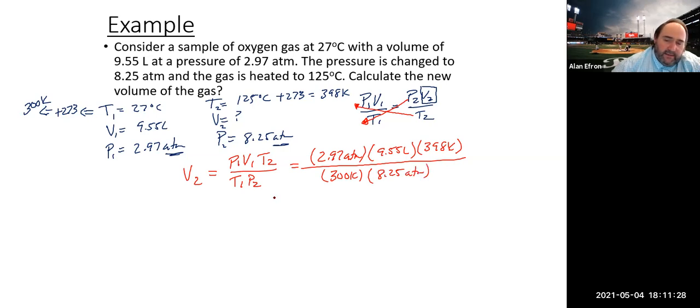Any questions up to there? At this point, we got some atmospheres that are going to cancel. We got a Kelvin that's going to cancel. And that does leave us liters, which is good since we are looking for a volume. In this particular case, if we do 2.97 times 9.55 times 398 divided by 300 and divided by 8.25, looks like we're going to end up with a volume of 4.56 liters. Any questions on that calculation?